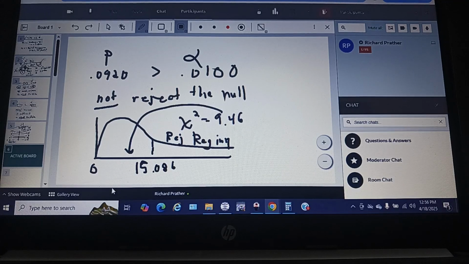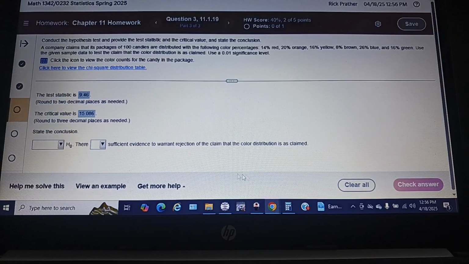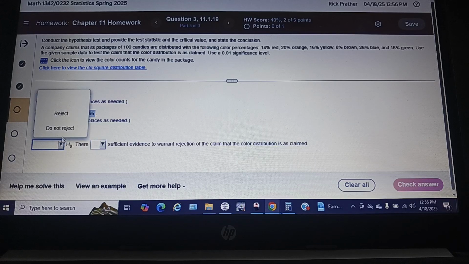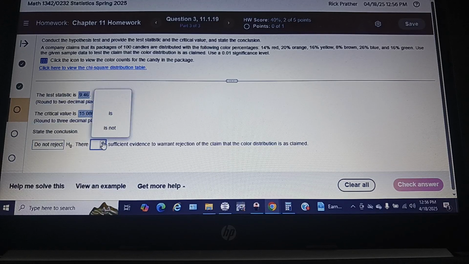Both methods are telling me the exact same thing. And really, if you do both methods in the same problem, they should tell you the same thing. The p-value method and the critical value method are saying I don't have a very unusual sample here. So there's nothing to say that anything's wrong with the null, which is always assumed to be true. Do not reject the null. There is not sufficient evidence to warrant rejection of the claim.